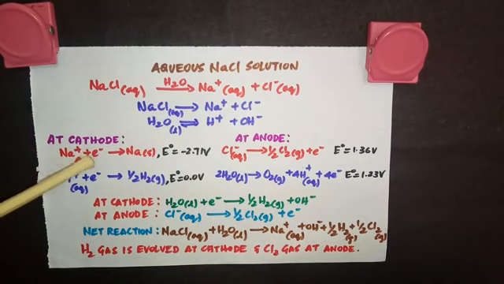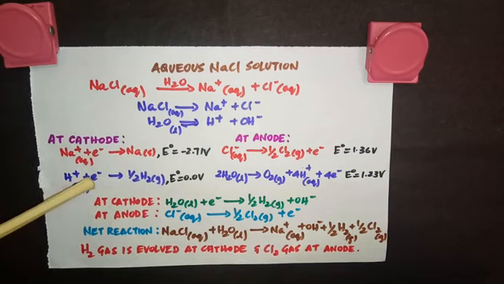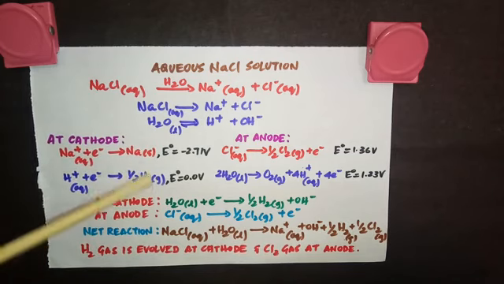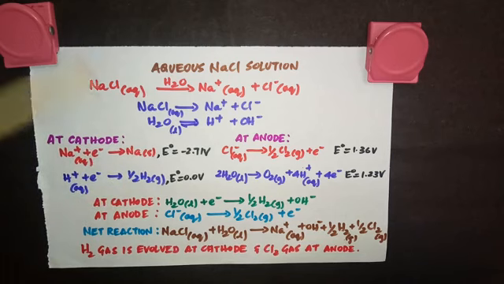Na+ can take an electron and get reduced to Na, or H+ can take an electron and get reduced to H2. Here it is half H2. If you are taking 2 H+, then you can write 1 H2, and then you should write 2 electrons here. So now the question is whether Na+ will get reduced or H+ will get reduced at the cathode. Both are having a competition.